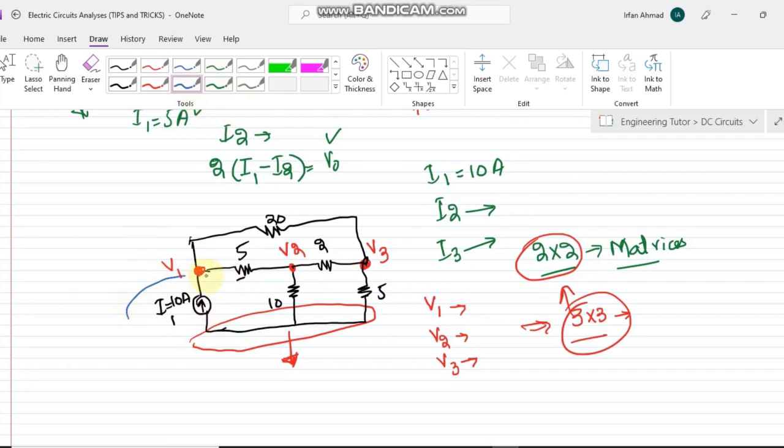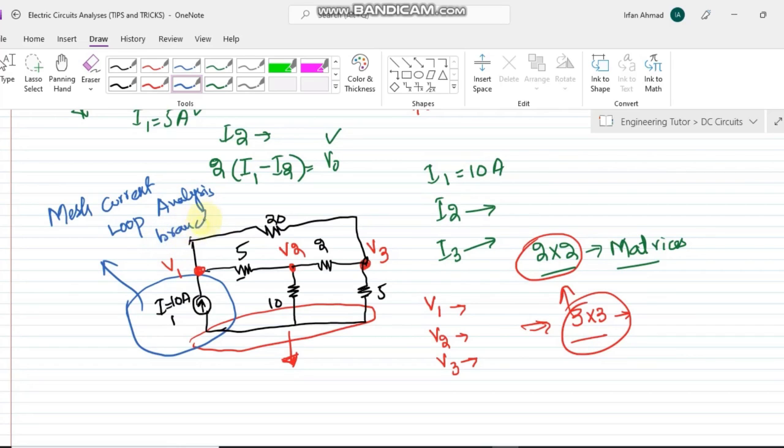So the takeaway here is that if you have some branch current given, it will always be feasible for you to use the mesh current method. Okay, mesh current method or loop analysis is always feasible if the branch current is given. Okay, if the branch current is given.